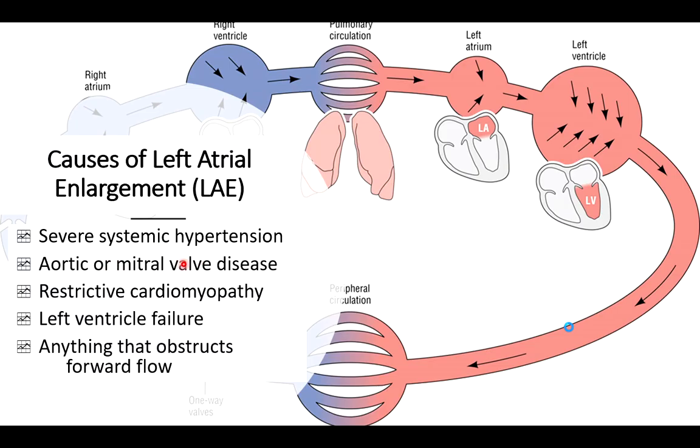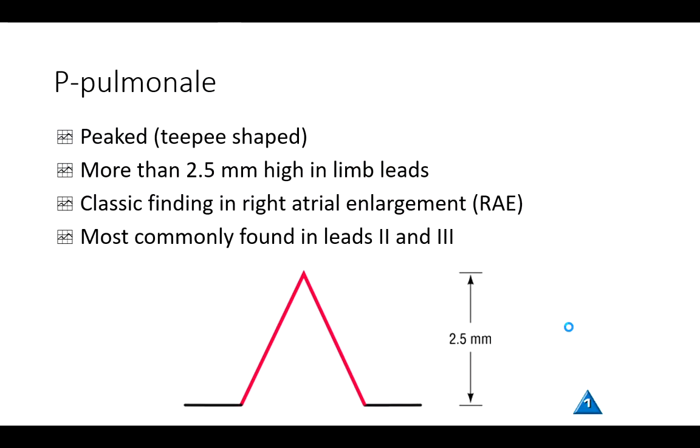What if we had mitral valve disease? Could you imagine if this mitral valve had problems with allowing blood through it? That says the atria has to work a little bit harder. Right? So systemic hypertension, aortic or mitral valve disease, where we have problems with blood flow through the heart, restrictive cardiomyopathy, left ventricular failure, anything that obstructs forward flow. Enlargement occurs when the muscle dilates in order to compensate for some of that additional blood volume that's not able to move out.